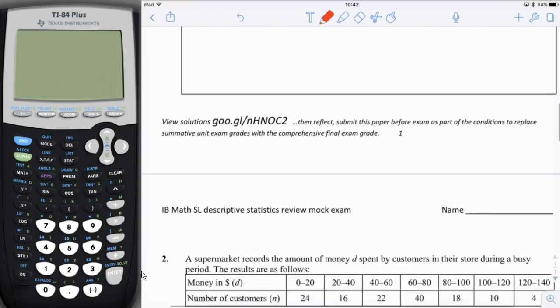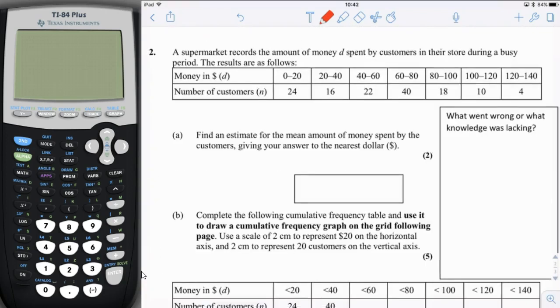Number 2. A supermarket records the amount of money D spent by customers in their store during a busy period. The results are as follows. So on the top, they have the amount of money spent by each customer. And then on the bottom, they show the number of customers that spent that interval of money. Find an estimate for the mean amount of money spent by the customers, giving your answer to the nearest dollar.